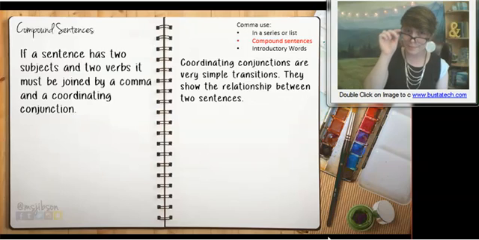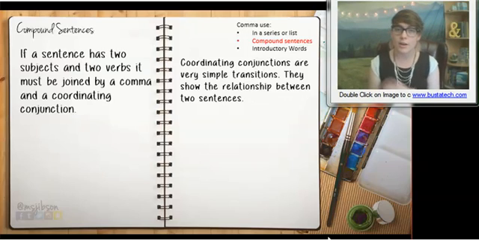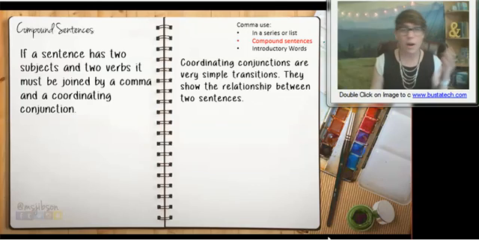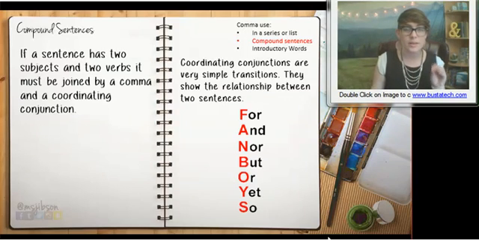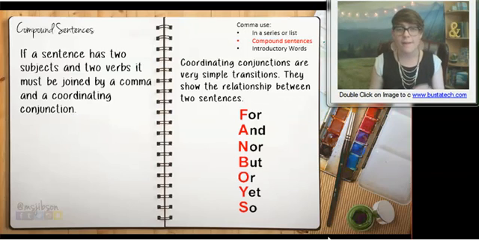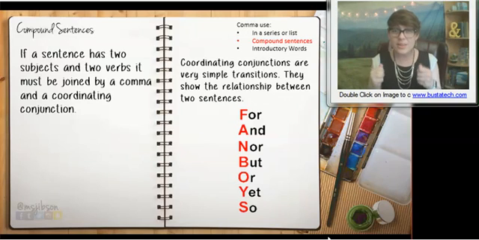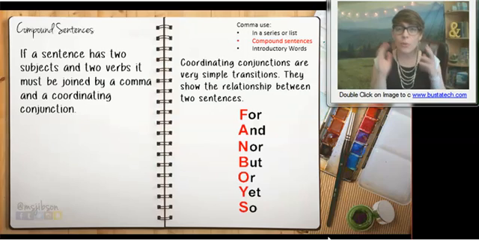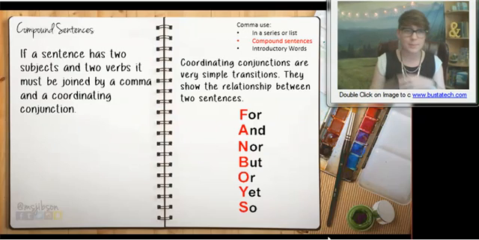Fancy grammar term. Coordinating conjunctions are transitions. They're very simple. All of you know most of these because we use them so much in real life. You can remember all of the coordinating conjunctions that exist using the acronym FANBOYS. So the coordinating conjunctions are for, and, nor, but, or, yet, so. These are the things that you're going to need a comma for if your first sentence and your second sentence both have a subject and a verb and you want to turn them into one sentence.